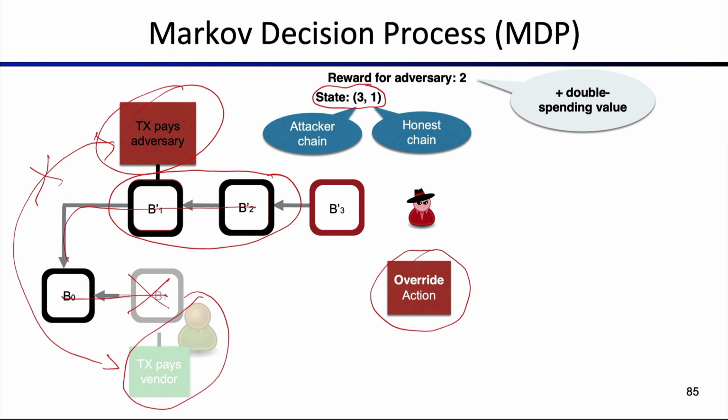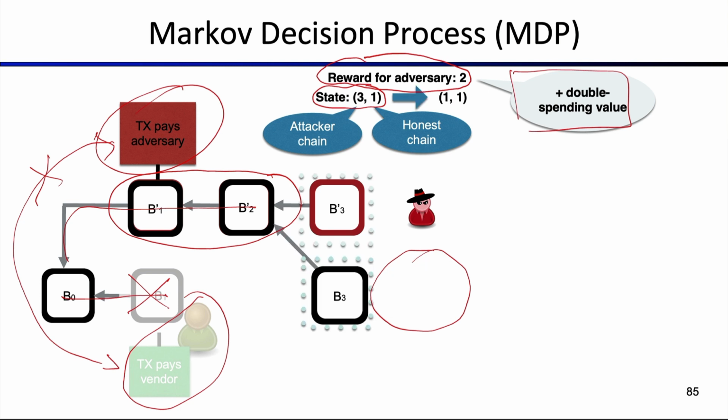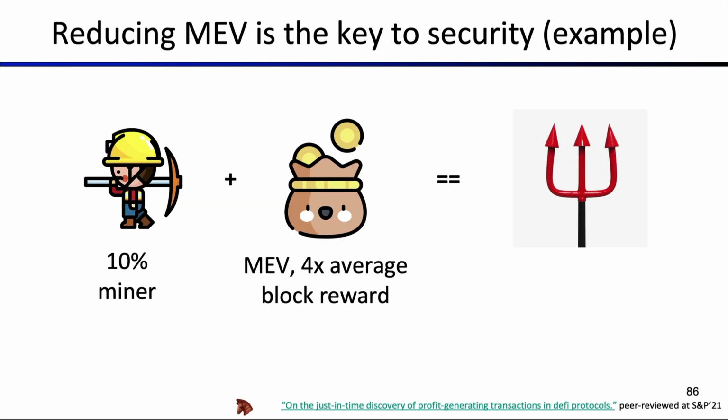This is another action, and we got a reward that we can specify. So the reward was 2 block rewards plus a double spending value. I think this is really quite a cool tool to model how a blockchain would operate. And once you have this model, you can always plug in additional parameters, additional rewards, and we try to quantify to what degree miner extractable value would affect the security of a chain.